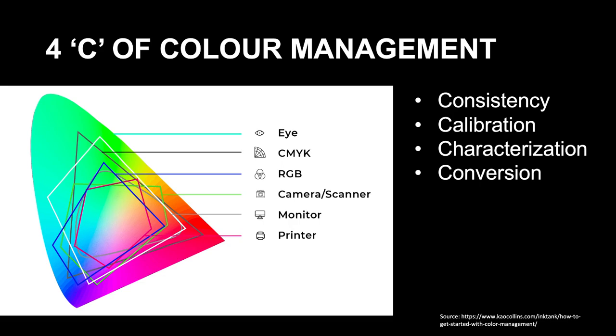Now when it comes to the 4 C's of color management, I'd like to go through them one by one quickly. Now, color consistency simply means when you're producing products like brochures, boxes, billboards, basically anything, all printing relies on the CMYK color space, right?